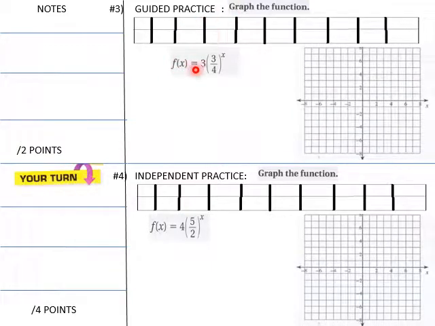Okay, so we have guided practice here. We're going to graph this. Students, this is on you. Use your table or use your graphing calculator.